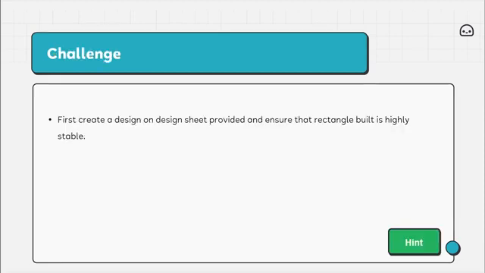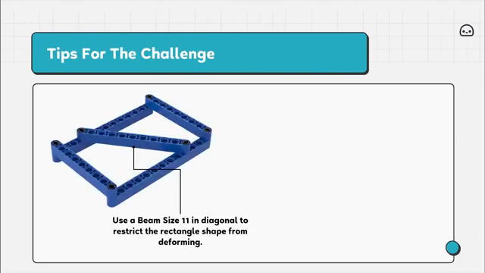For the challenge task, we will be creating a stable rectangle shape using beams and joints. For that, first create a design on the design sheet provided and ensure that the rectangle built is highly stable. Use a beam of size 11 in the diagonal to restrict the rectangle shape from deforming.